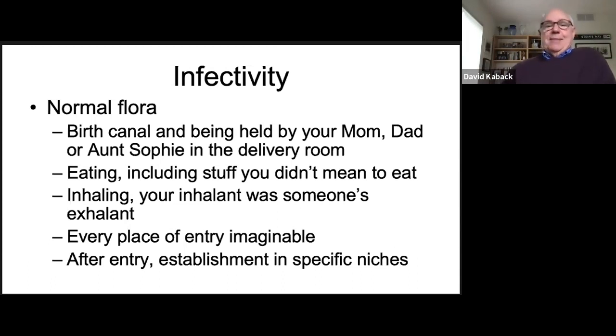Okay, and this happens as soon as you're born. Basically, you come through the birth canal, and the vagina is an open area that has lots of normal flora in it. And even if babies come by C-section, as soon as the first person who picks you up without wearing gloves, like your aunt or your dad, you're going to start to accumulate your normal flora. Virtually everything you eat is contaminated.